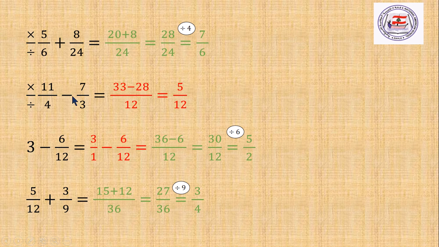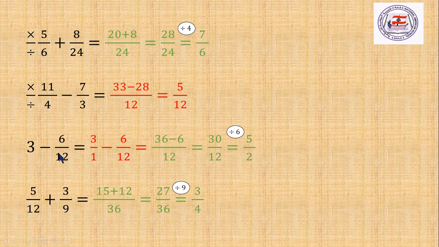11 over 4 minus 7 over 3. Different denominators, so I find the LCM 12. 12 divided by 4, it is 3. 3 times 11, 33. 12 divided by 3, 4. 4 times 7, 28. Now I subtract 33 minus 28 is equal to 5 over the same denominator 12, 5 over 12. Can I simplify it? No, it is an irreducible fraction.